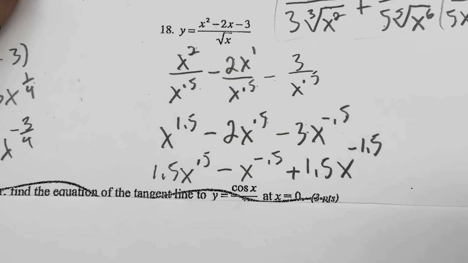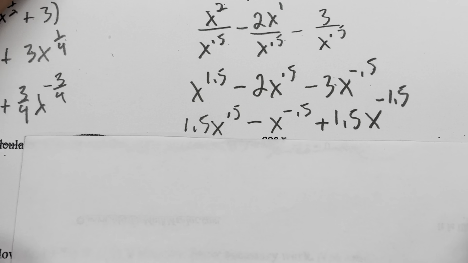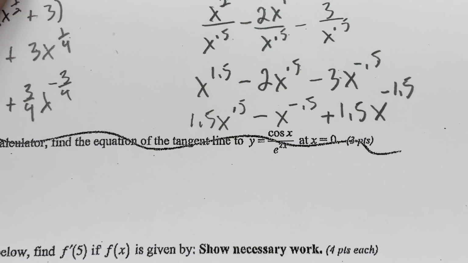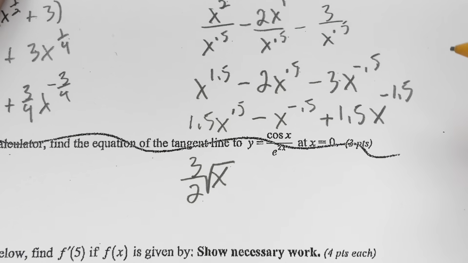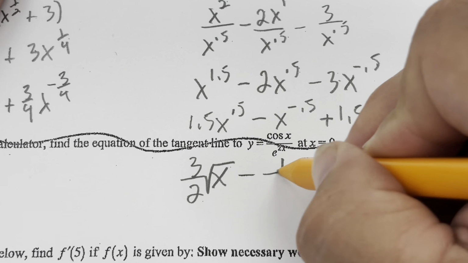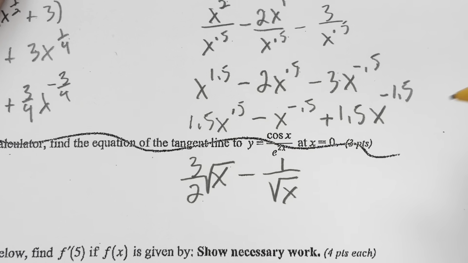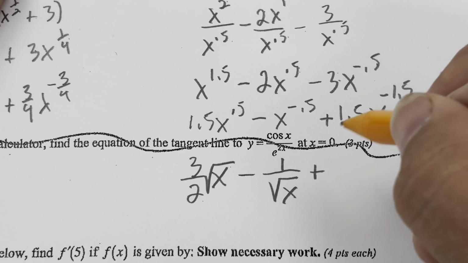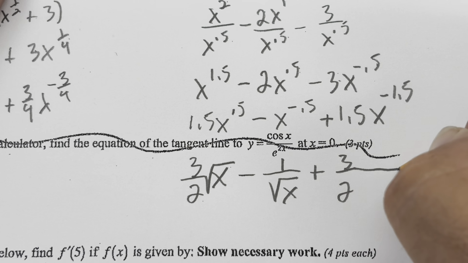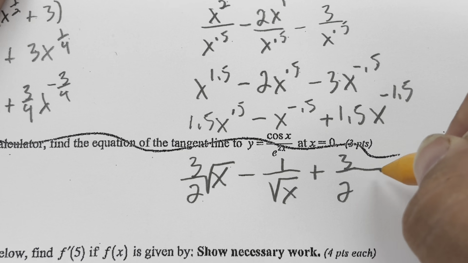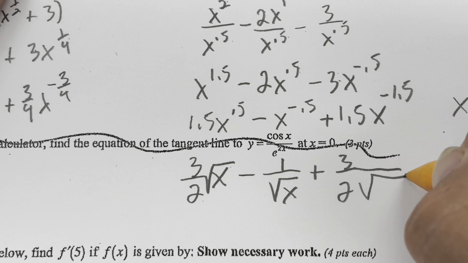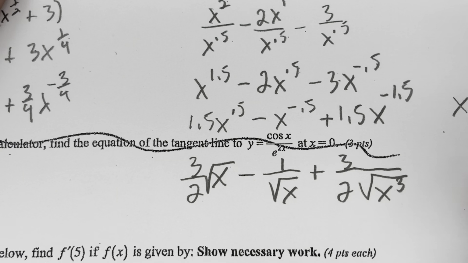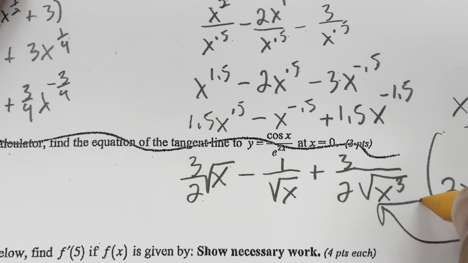Rewrite that. I'm just going to rewrite it underneath. So that would be 3 halves square root x minus 1 over square root x plus 3 over 2, x to the 3 halves on the bottom, so that would be the square root of x cubed, and they might rewrite that as 3 over 2x root x. They might rewrite that one.